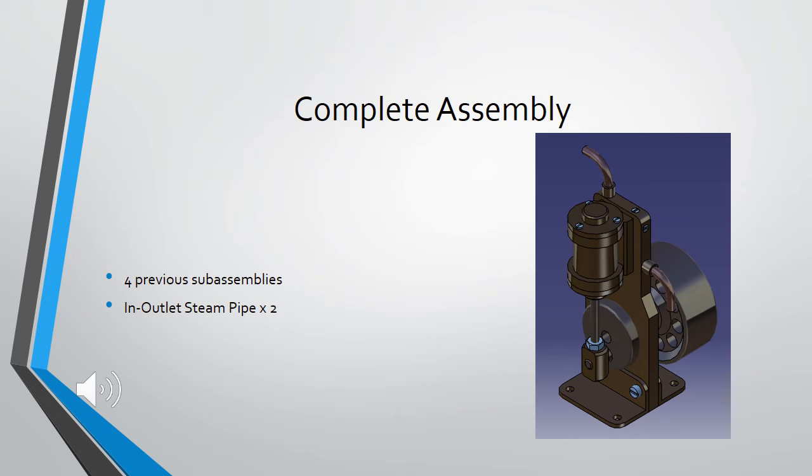Here you can see a picture of our complete assembly. Using the several sub-assemblies made it a lot easier to assemble all of the various parts that make up this assembly. One thing to note is that the input and output steam pipes are not part of any of the sub-assemblies and were added as extra to this assembly.